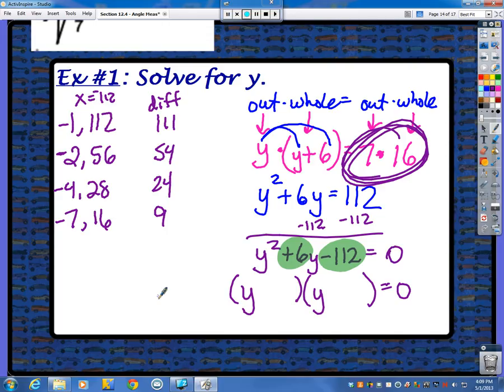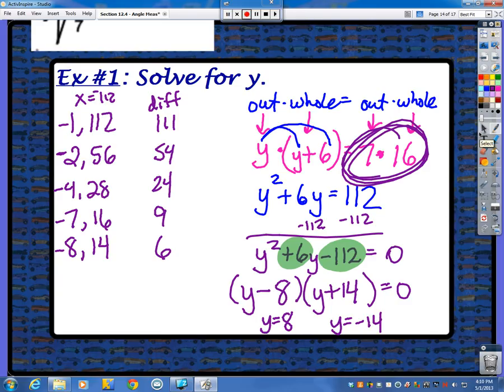What about 112 divided by 8? Yeah, 8 works. 8 and 14. Oh, and look at the difference between there. There's our 6. So here's our two numbers, negative 8 and 14. So we set each one of these equal to 0, and here we'll get y equals 8, and here we'll get y equals negative 14.